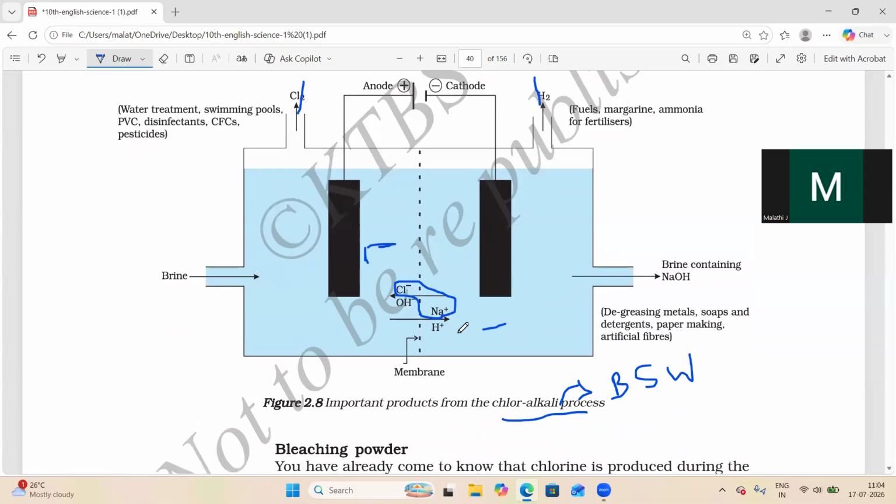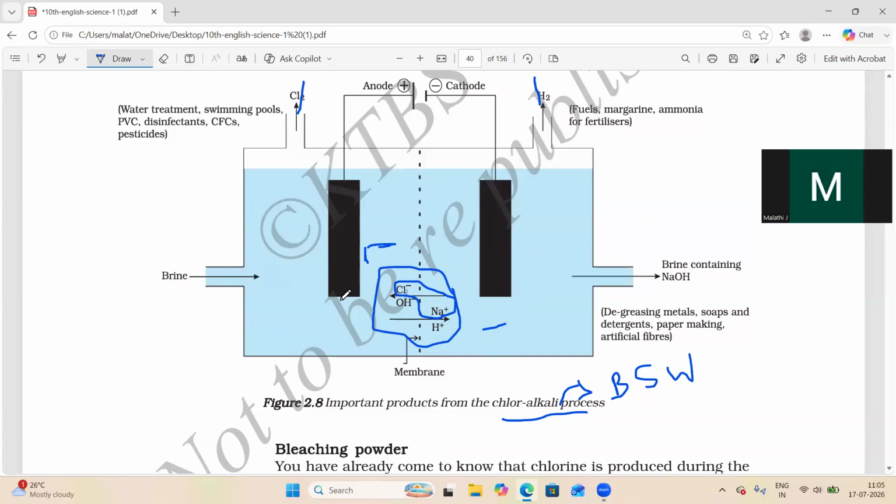Here we are taking water and NaCl. So when we pass electricity through this, what will happen? We already know the electrolysis process. When we pass electricity, on dissolution of this, Na plus and Cl minus ions, H plus and OH minus ions are present in this solution, and these ions help to conduct electricity. What will happen?